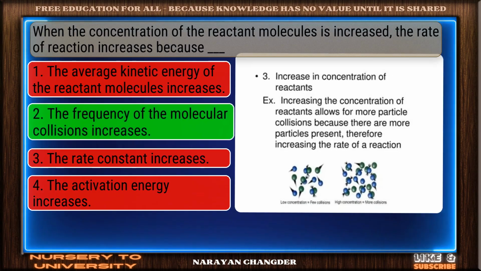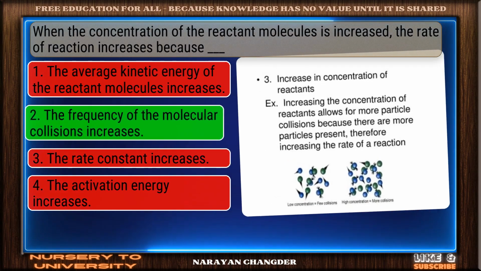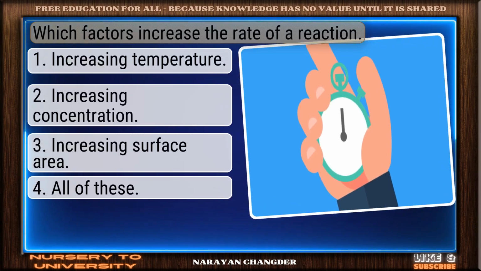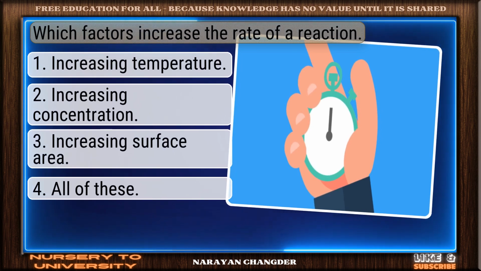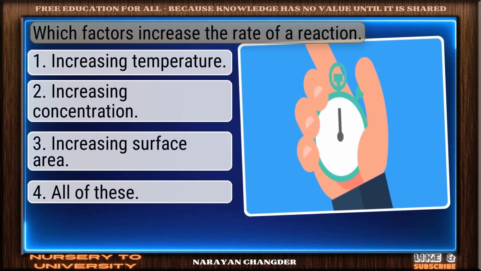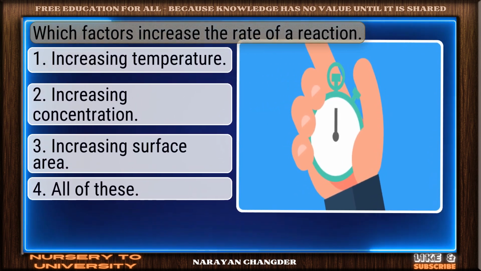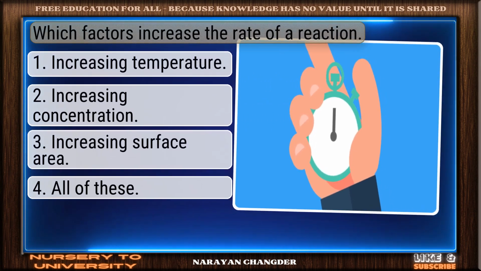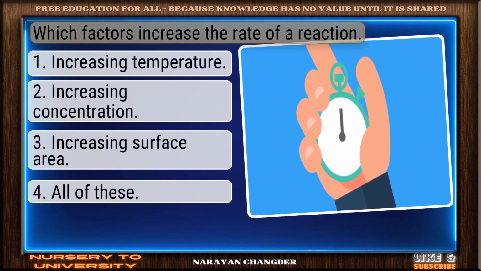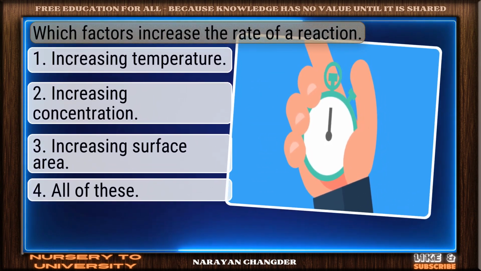Yes, the frequency of the molecular collisions increases is right. Which factors increase the rate of a reaction? Option 1, increasing temperature. Option 2, increasing concentration. Option 3, increasing surface area. Option 4, all of these.